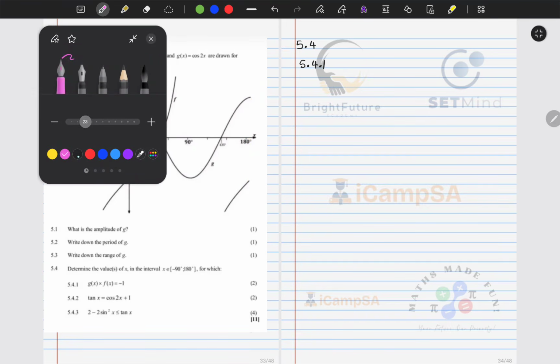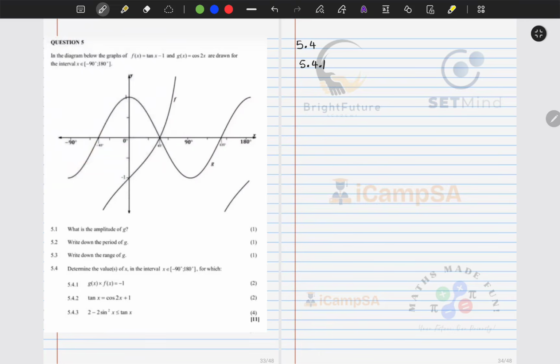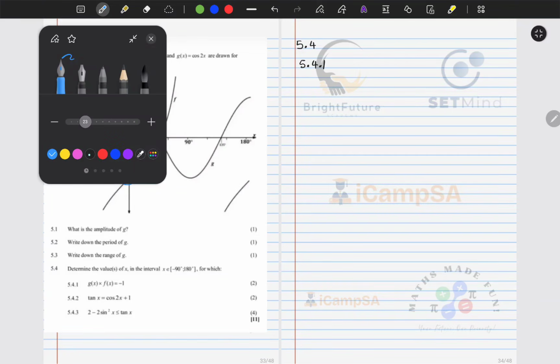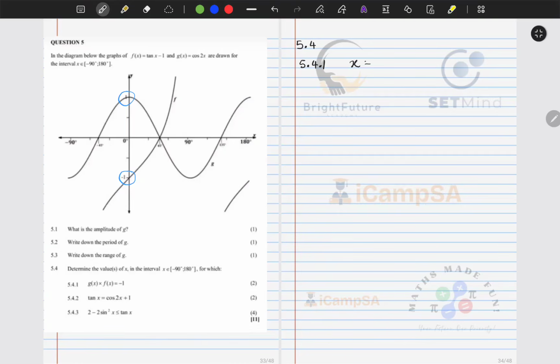Okay, so we are then asked to figure out where, when we multiply the two graphs, we get -1. So let's think carefully. What you should be able to see is that the tan graph is -1 here, and the other one is +1. So we can clearly see that this is happening at x is 0. So at x is 0, the multiplication becomes that. Okay. So that is what we end up having.